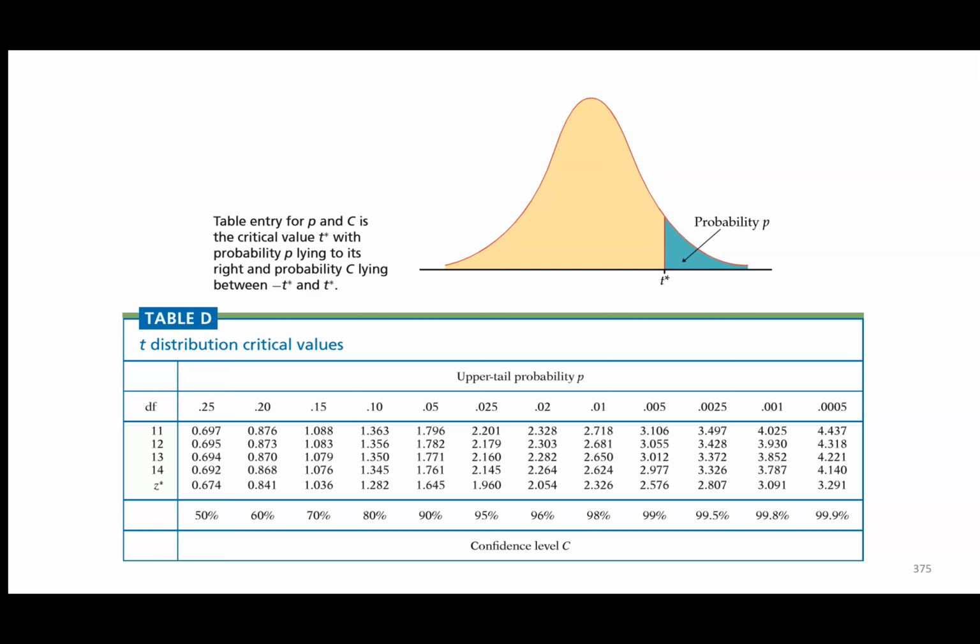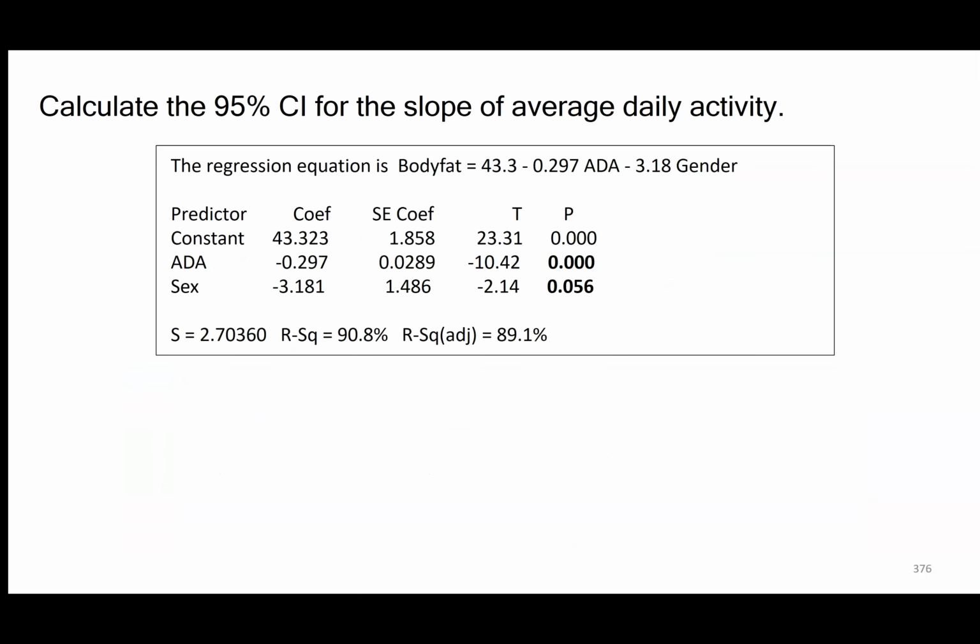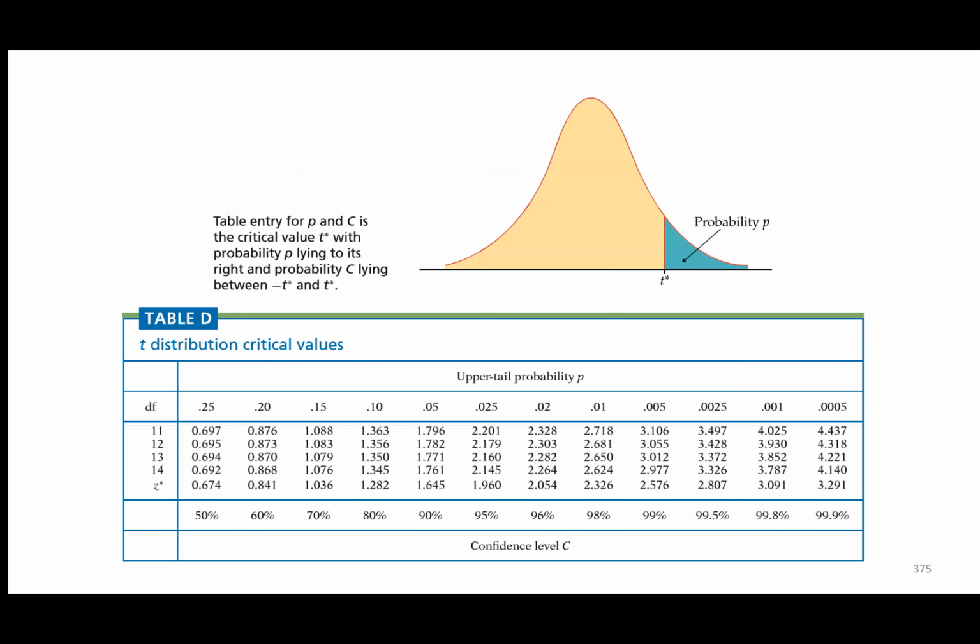So if I wanted to do, let me see real quick, a 95% confidence interval for the average daily activity. I'm looking here. There's my B1. Here's my standard error. I need to find a t star. So I need to know the 95%. My degrees of freedom are the same as my denominator degrees of freedom, so n minus p minus 1.